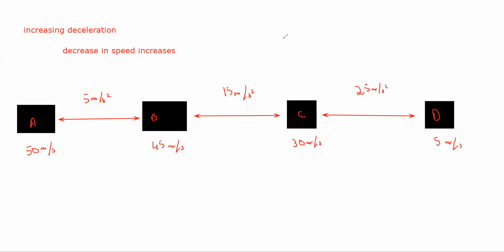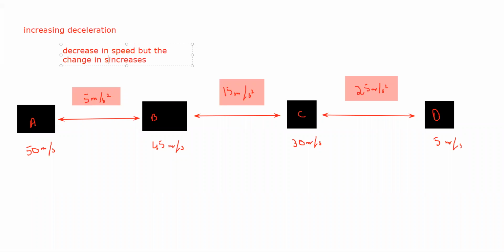So you can see the speed is decreasing, but the change in the speed is increasing. So a decrease in speed, but the change in speed is increasing. We call that increasing deceleration.